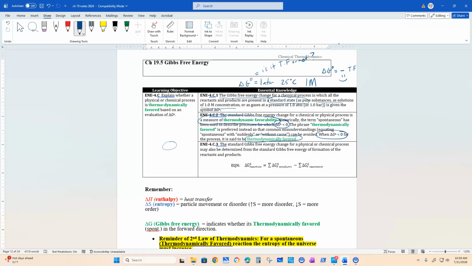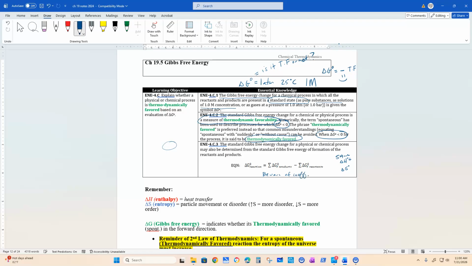Okay. Standard Gibbs free energy for a physical or chemical process may also be determined if you have the standard Gibbs free energy of formation for the reactants and products. Notice, same as delta H and delta S, at standard condition. Okay. Products minus reactants. Nothing too difficult about it. But like I said, let's beware of coefficients.